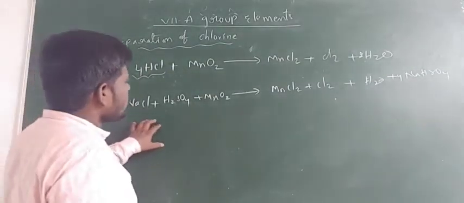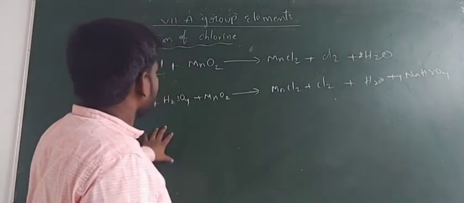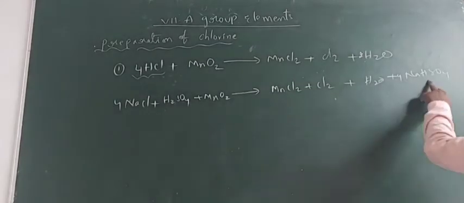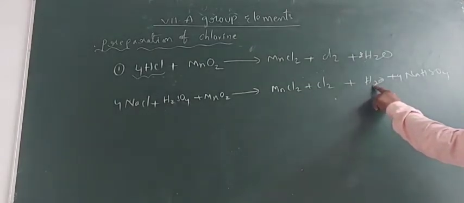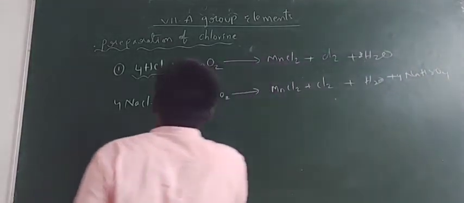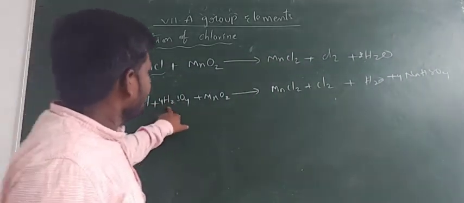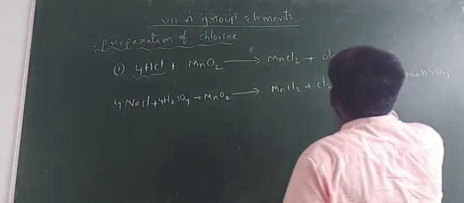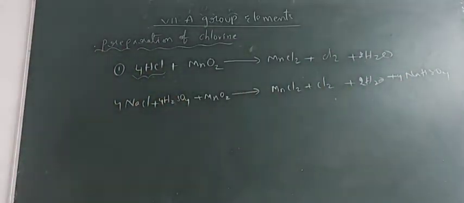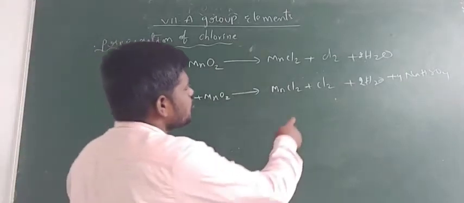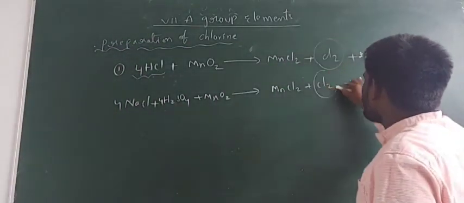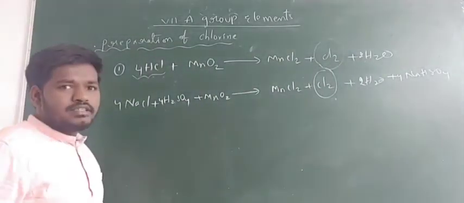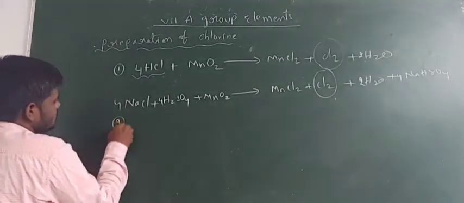So number of chlorines here 4 present, and here also 4 chlorines are present. And what about the hydrogens? Number of hydrogens on this side we have 4 hydrogens, so this one multiply with the 4. Then 8 hydrogens present, and here 2 hydrogens. This one multiply with 2. So right guys, which is a balanced equation. So here we can prepare the chlorine gas by treating MnO2 with HCl or with the combination of sodium chloride and sulfuric acid.